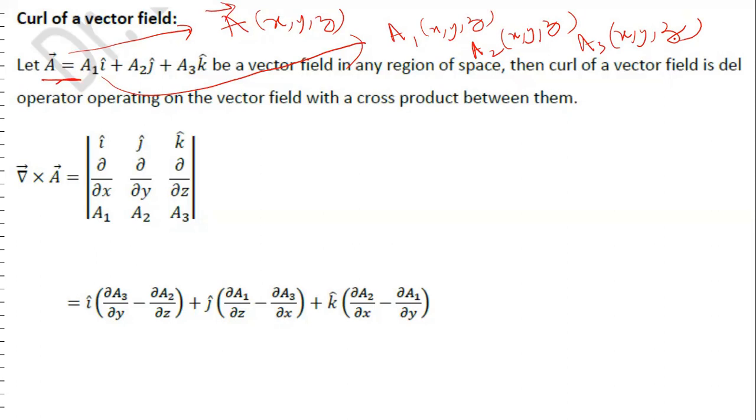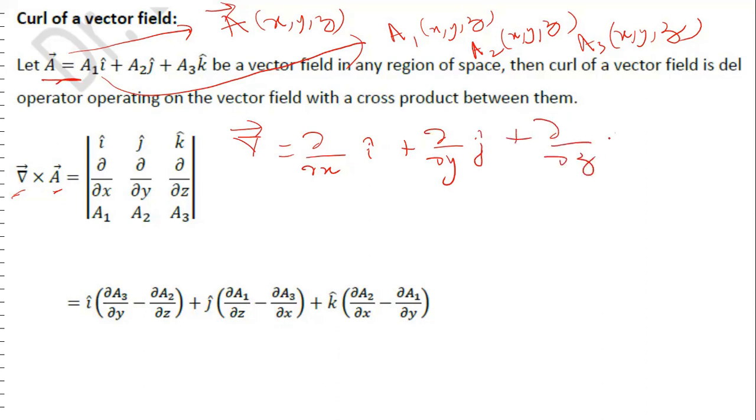So when you have a del operator operating on that vector field with a cross product in between, that operation is called curl. Okay, curl of a vector field. Whenever you have a cross product, you know that this del operator is partial derivative with respect to x i cap, partial derivative with respect to y j cap, plus partial derivative with respect to z k cap. So like the usual cross product, you will write i, j, k, then del upon del x, del upon del y, del upon del z, and then A1, A2, A3.